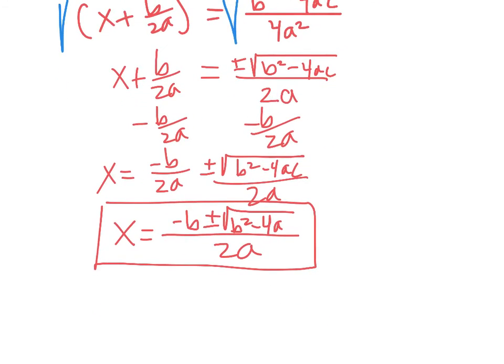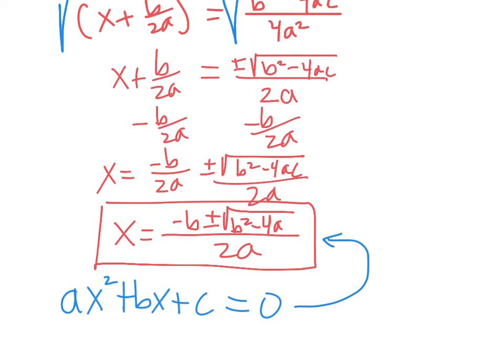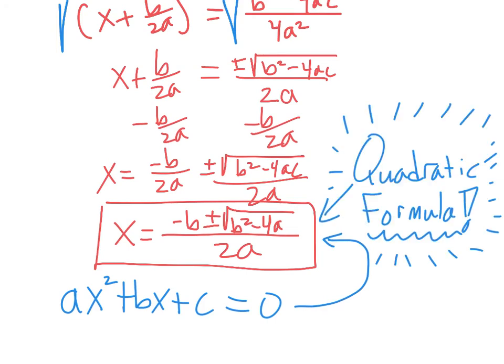Now remember, the a, b, and c, where do those come from? Well, this came from the equation ax squared plus bx plus c equals 0. So if you have an equation that looks like this, then this is the formula that gives you the answer. And this is a hugely important formula. We call it the quadratic formula. It's like a magic recipe for cooking up answers for any quadratic equation.